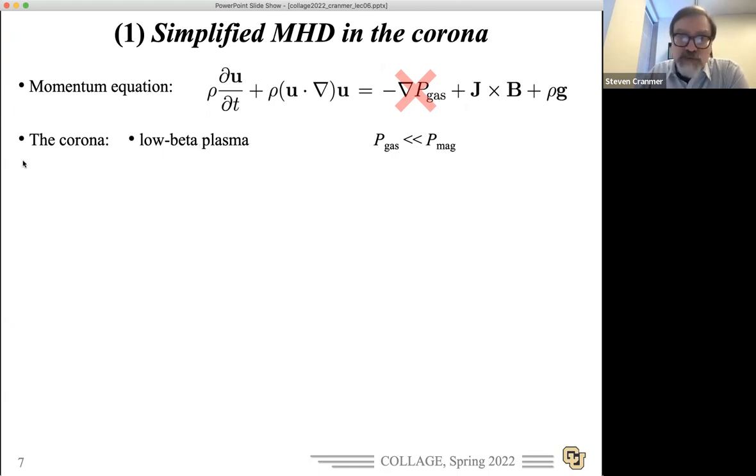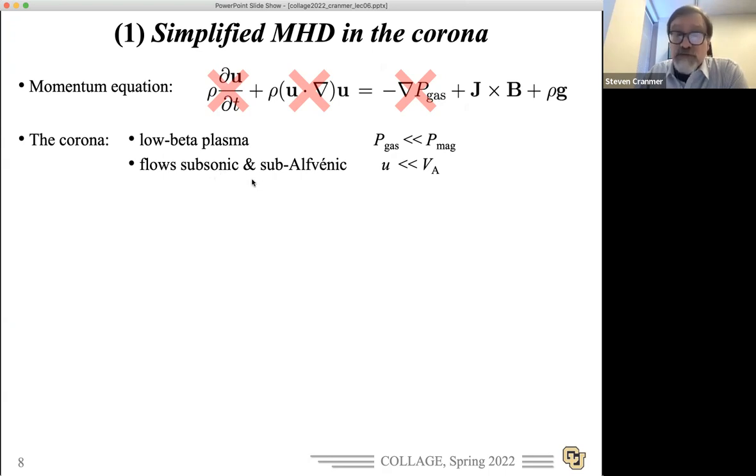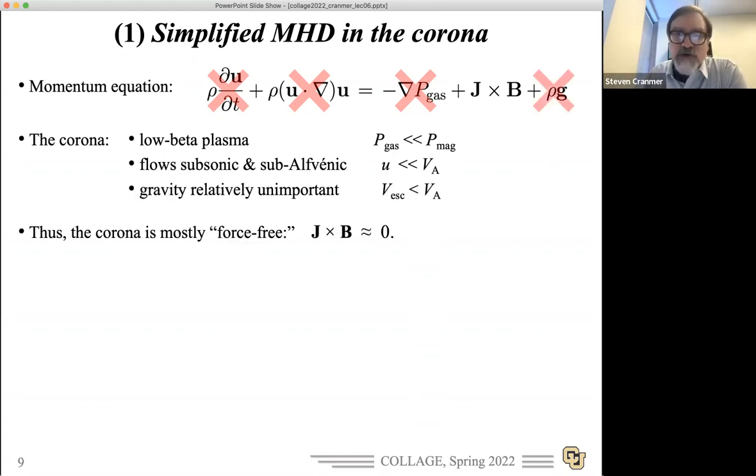In the corona close to the sun, the solar wind hasn't really gotten going yet. So we can actually consider the actual accelerating flows to be sort of unimportant. If the flows are much slower than things like the sound speed and the Alfvén speed, then these left-hand side terms aren't that important either. Well, we can keep going and chopping out some more terms, because the gravity term actually turns out to be relatively unimportant for the corona.